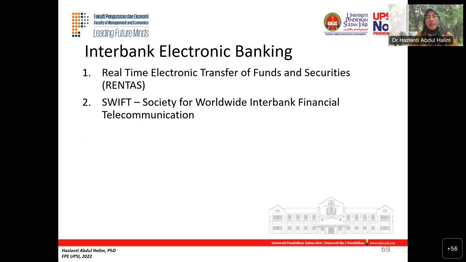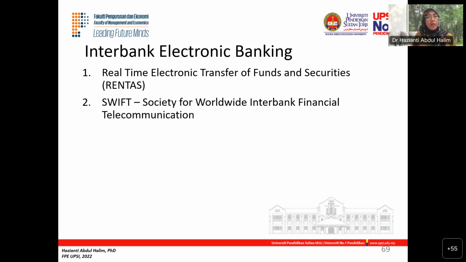Alright, interbank electronic banking. Just now we talked about us as the customer and services provided by the banks, and also corporate customers with the services provided by the bank. What about interbank, between bank A and bank B, bank C, bank D? We're talking about a system that the banks have, which we call RENTAS, real-time electronic transfer of funds and securities. And for international interbank, we have SWIFT, Society for Worldwide Interbank Financial Telecommunication.